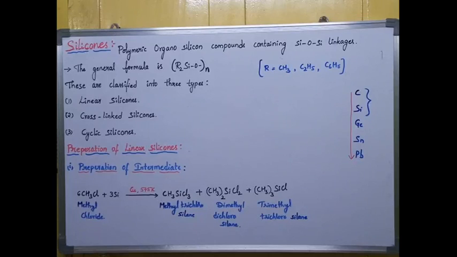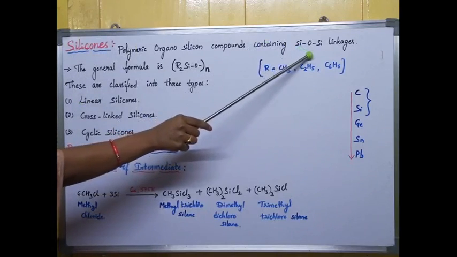Hello students, in today's class I'll introduce a new topic called silicones. These silicones are polymeric organosilicon compounds, that means these are particular polymers obtained from silicones. Organosilicon means they consist of carbon units also. Polymer means as many units of monomers combined to form a polymer. And they contain the Si-O-Si linkage.